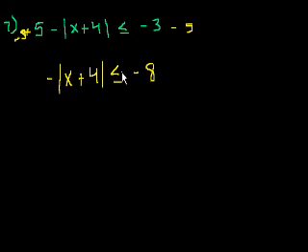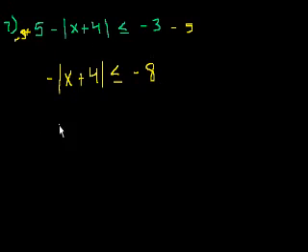All right, now this next step, maybe it wasn't obvious for you. If this was an equality, you would just say, okay, I'm going to multiply or divide both sides by negative 1 to get rid of the negative signs. But one thing you have to remember, whenever you multiply or divide both sides of an inequality by a negative number, you have to switch the inequality.